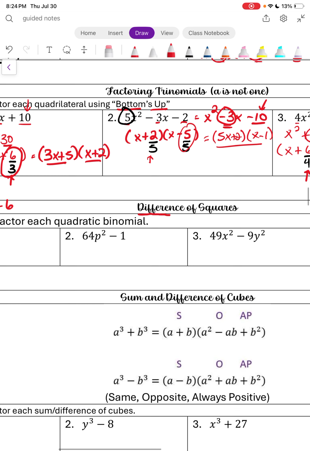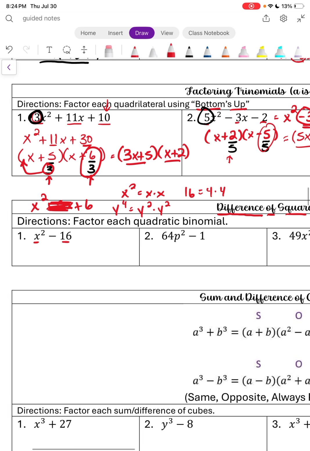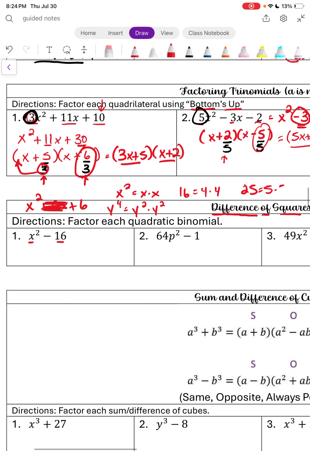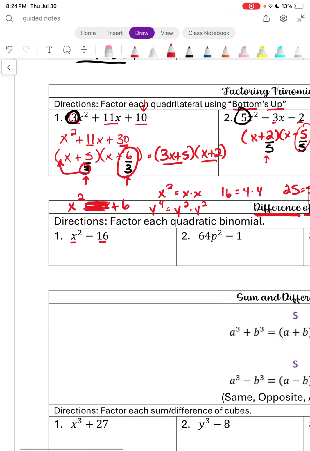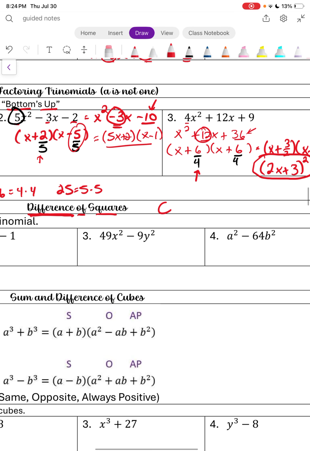One of these situations is called difference of squares, where each number or each set of variables is a perfect square. What I mean by perfect squares: x squared is something times itself. 16 is something times itself. Other examples would be y to the fourth, which is actually y squared times y squared. It's something times itself. 25 is 5 times itself. So if you have perfect squares and it is being subtracted, that's what is meant by difference. Difference of squares will always factor into, this is a word you need to know, conjugates.